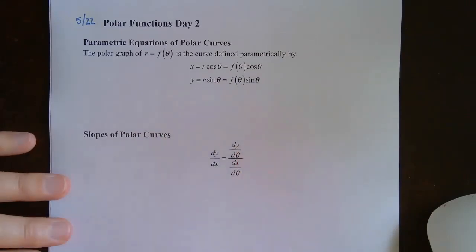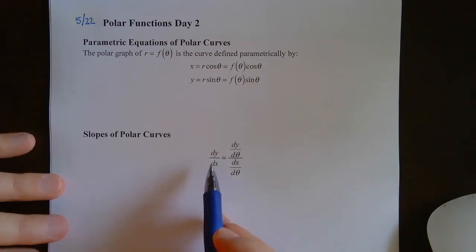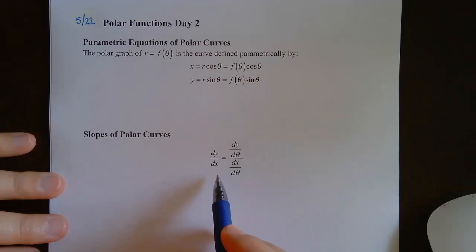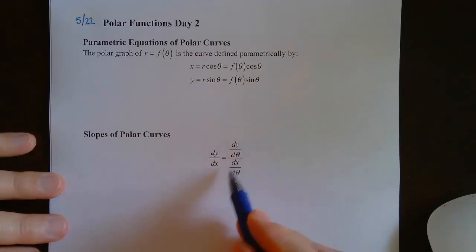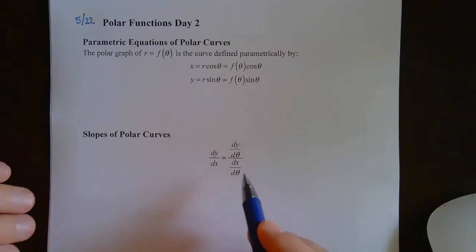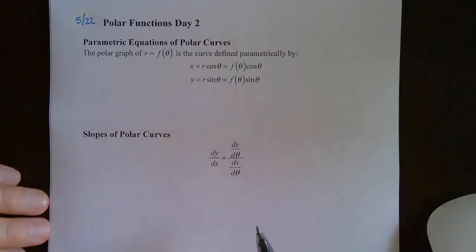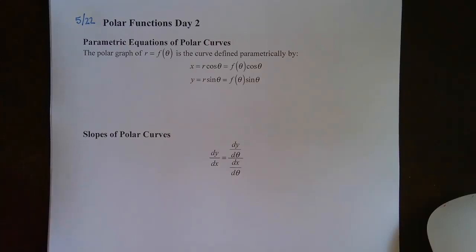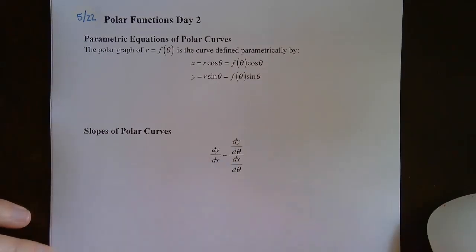Now, slopes of polar curves. If we have r is equal to f of theta and we want to find dy over dx, then what we have to find is dy over d theta over dx over d theta. This is very much like parametric, and the reason is it's coming from this. Instead of t, it's d theta we're taking the derivative of. Now, I do want to say one thing. This is to find dy over dx.